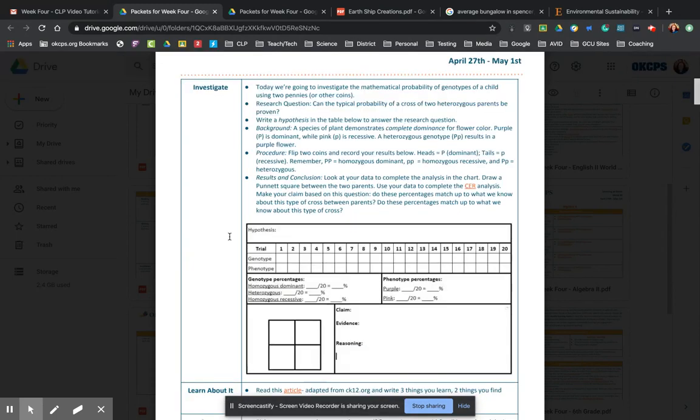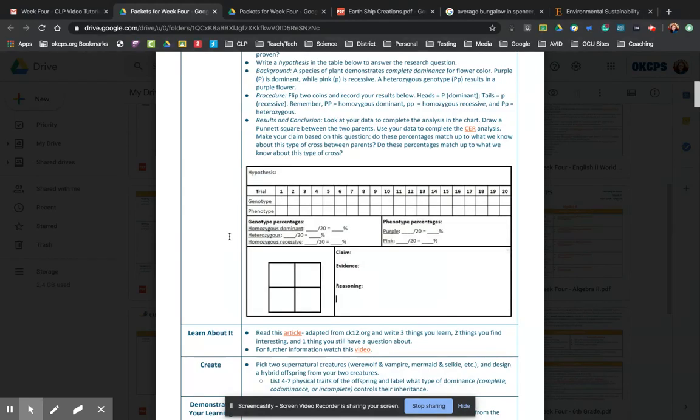In the investigation section, you're going to create a hypothesis around the question, can the typical probability of a cross of two heterozygous parents be proven? Remember that heterozygous means that the genetic makeup carries both options for recessive and dominant. In other words, if you have two options, recessive or dominant, is there a simple and provable explanation for which traits the offspring of these parents will wind up with?